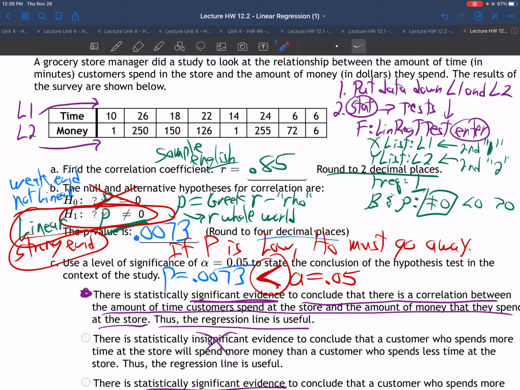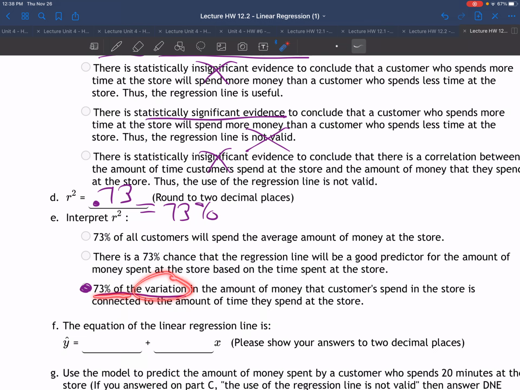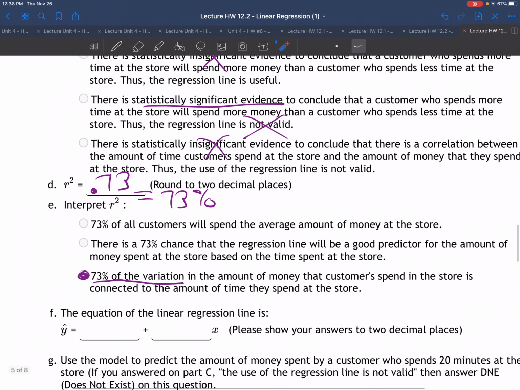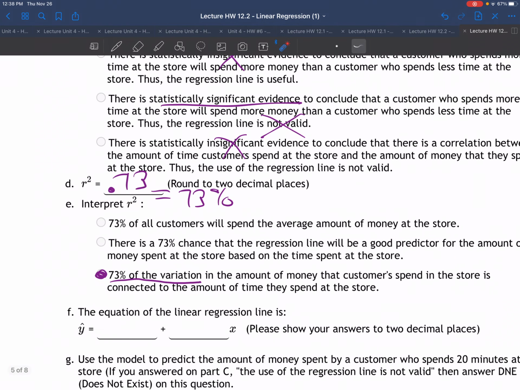It tells us that 73% of the variation of the change in the amount of money that customers spend is connected to the amount of time. 73% of what they spend is determined by how long they're in your store. That's what r squared tells you. R to the second power tells you. It's very interesting. It tells you how much of one variable affects the other. Money that they spend in the store is 73% affected by how much time they spend in the store. Then the other 27% is affected by other things.